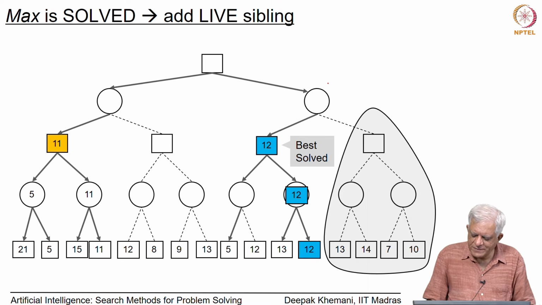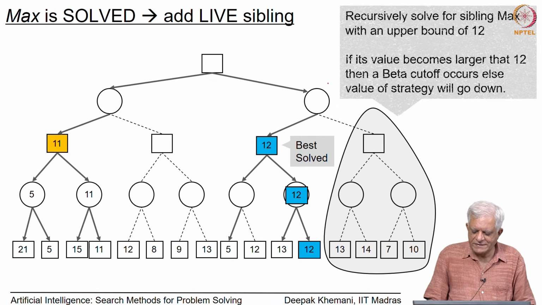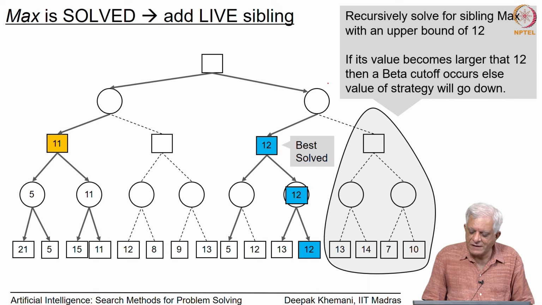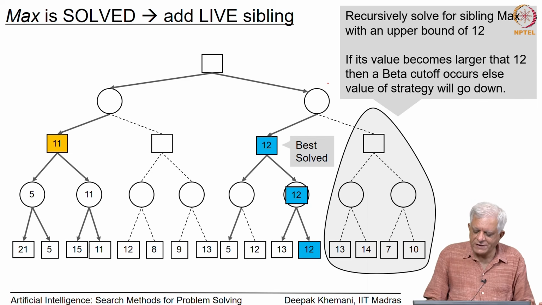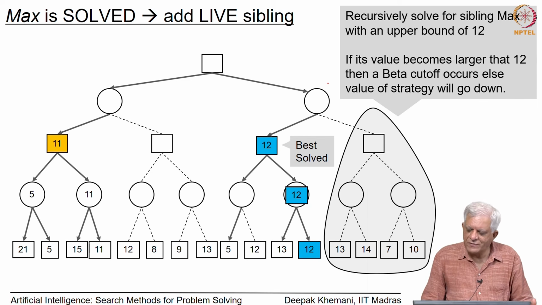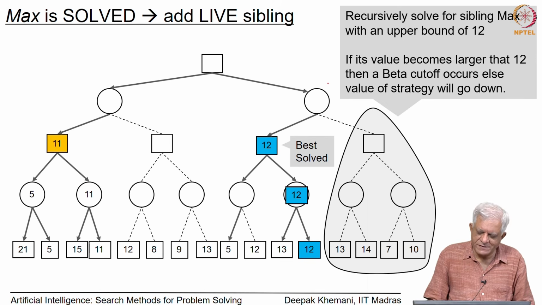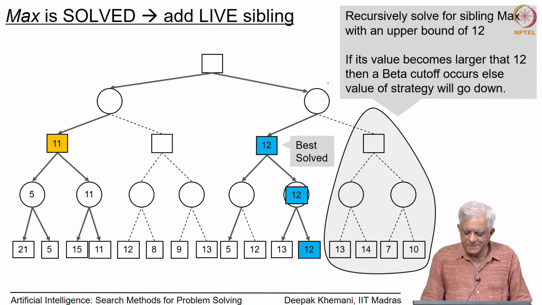So, in other words, we make a recursive call to the SSS star algorithm on the subtree that we have shown here, but this is solved with an upper bound of 12. Why this upper bound of 12? Because if this is going to be greater than 12, then we are not interested in that, because its parent is a min node. If it is going to be less than 12, then we need to find that out, because we may want to shift to the other strategy which has a value of 11 essentially.